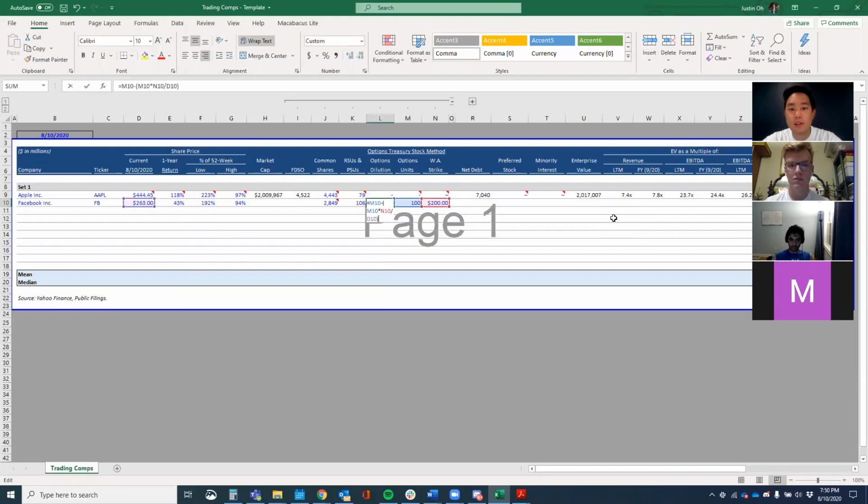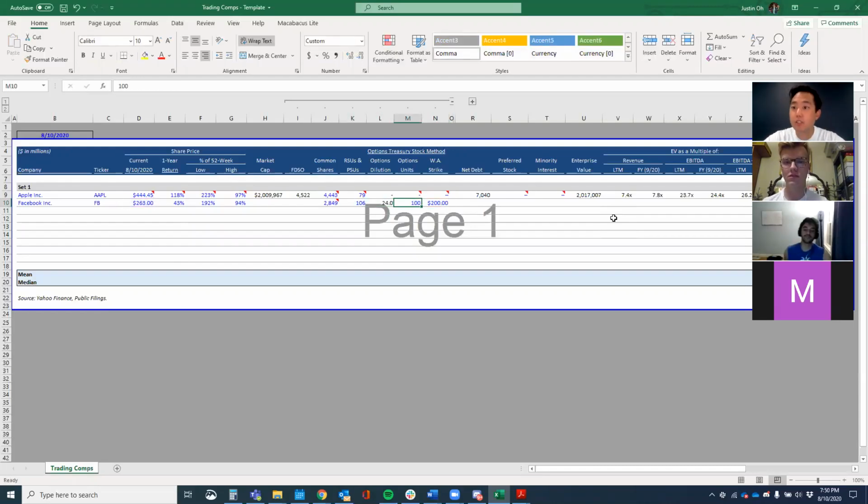So that would mean that the dilutive effect is 24 million, not 100 million, because the math assumes that Facebook gets paid the $200 for 100 million options, and then they use that money to buy back shares in the open market. So the net dilution effect is actually just this.